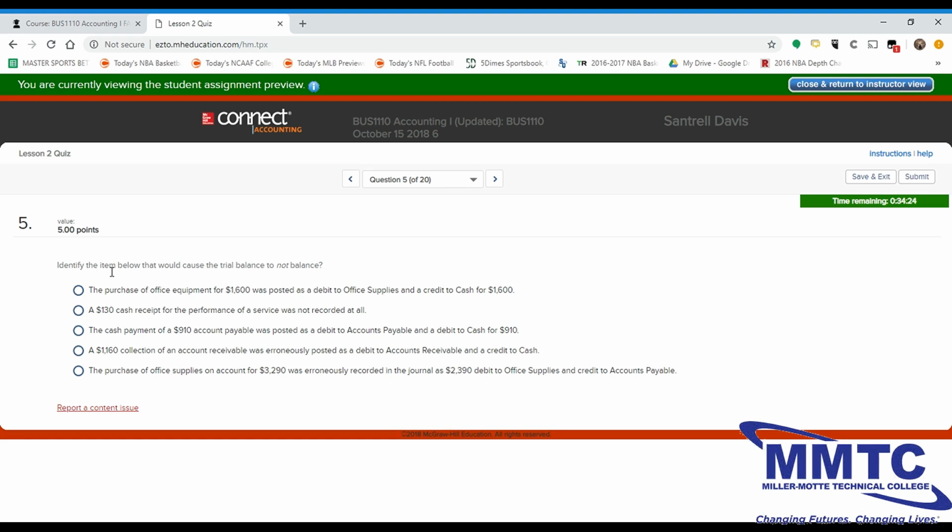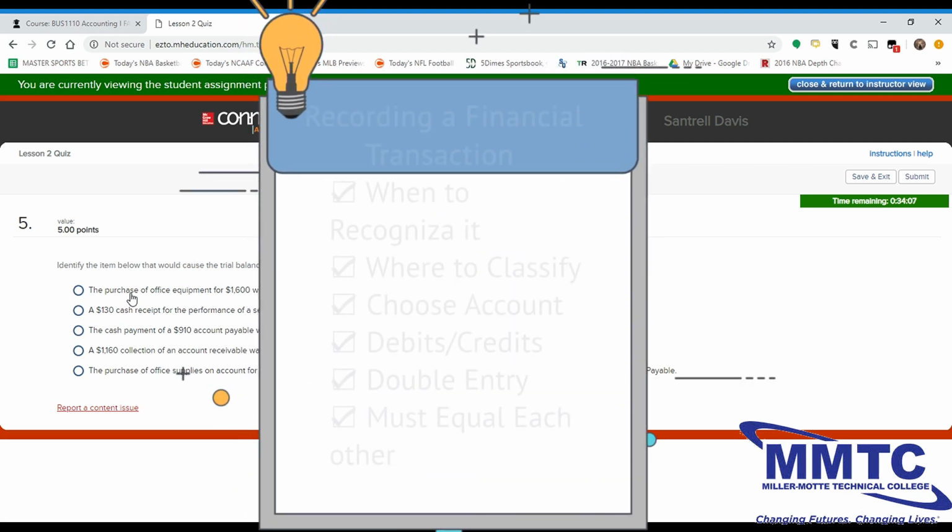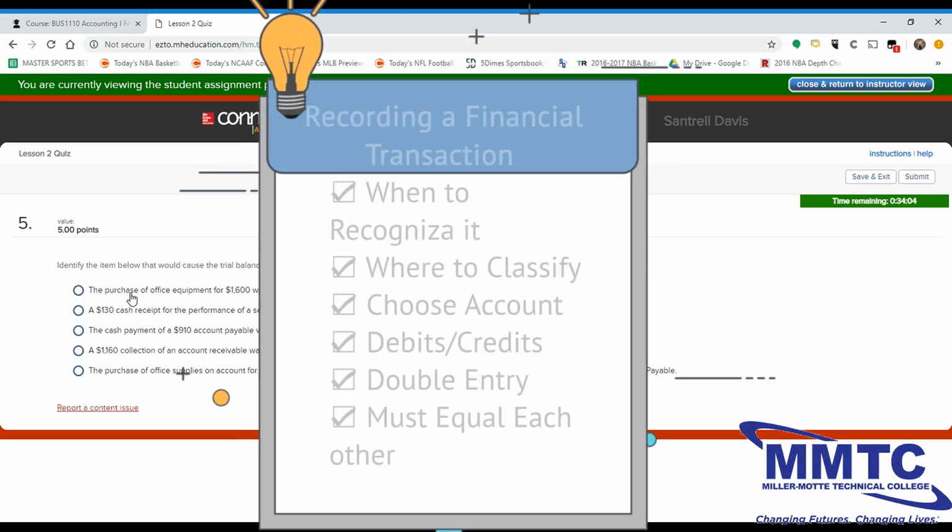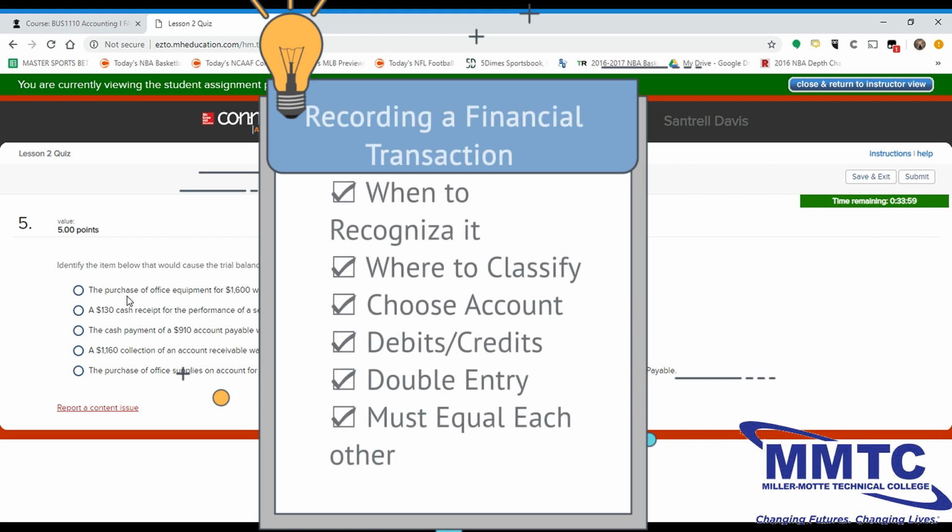Identify the item below that would cause the trial balance to not balance. Remember, trial balance, that's what this week is really all about. In addition to applying all the information from week 1, now we're actually recording transactions. We have to figure out what the debit is, what the credit is, and how it's going to affect the account. So in accounting, you have something called a trial balance. The trial balance has all of the accounts that are on the books listed in this one report.